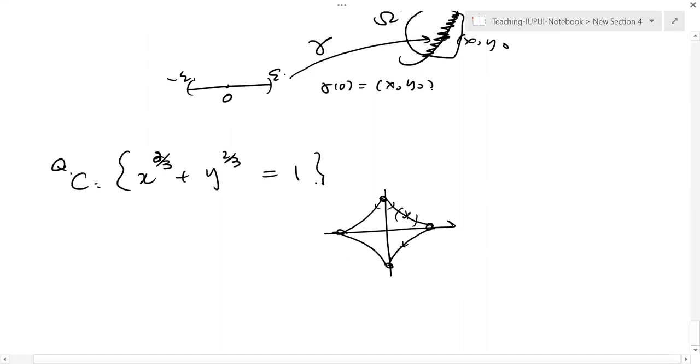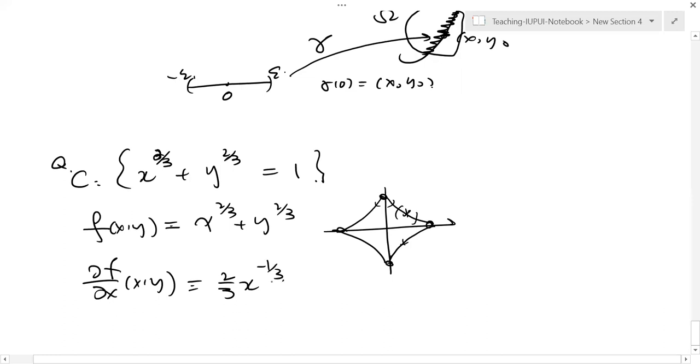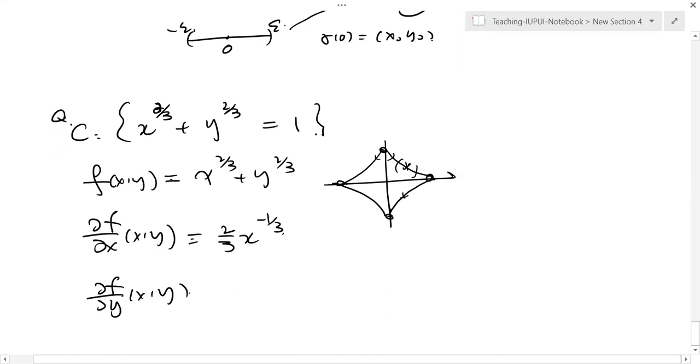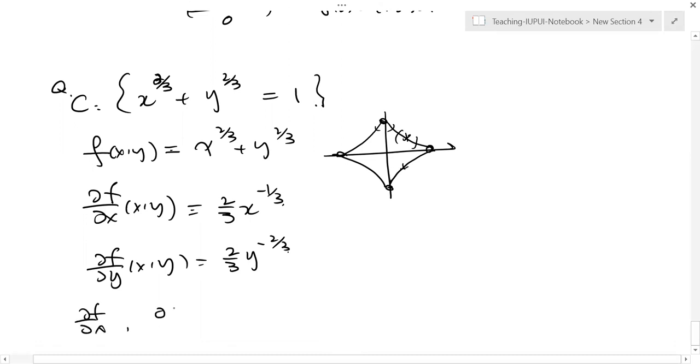Before I prove that theorem, let's understand this. So this is x to the 2/3 plus y to the 2/3, and let's look at the partial derivative, 2/3 x to the negative 1/3. Clearly the partial derivative doesn't exist when either x equals zero or y equals zero.